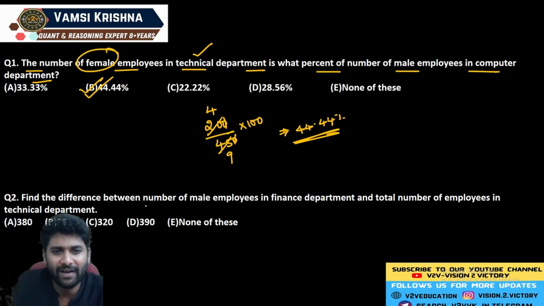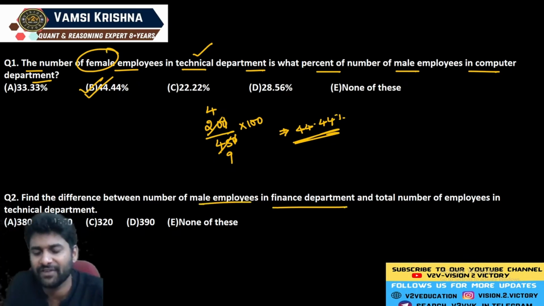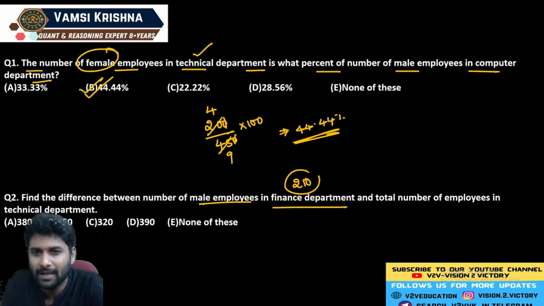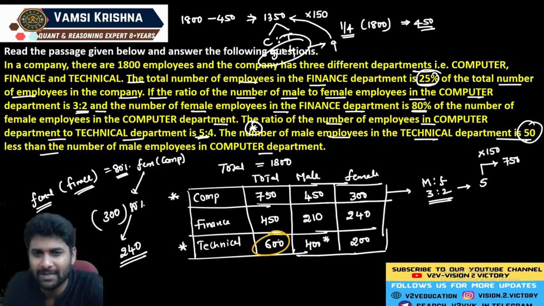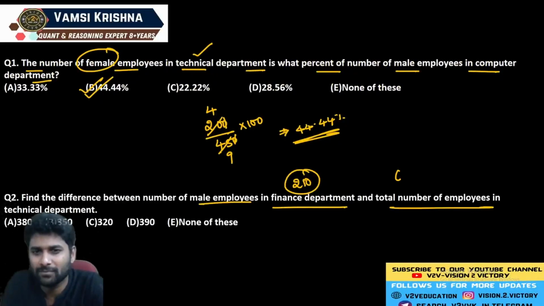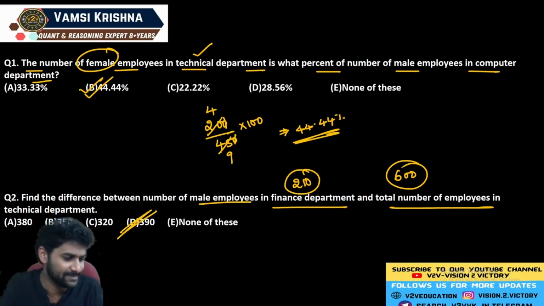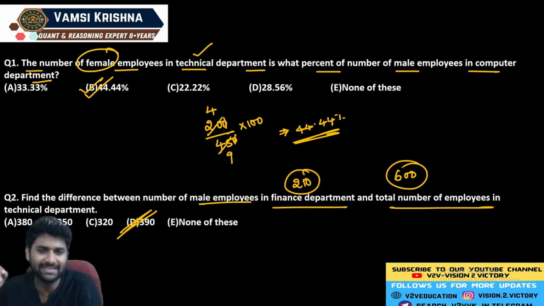Now, question C. Find the difference between male employees in finance department, which is 210, and the total number of employees in technical department, which is 600. Now the question here: what is the difference, guys? Difference is 390, right? Yes, Nandini. Very good, Nandini. It's 390.